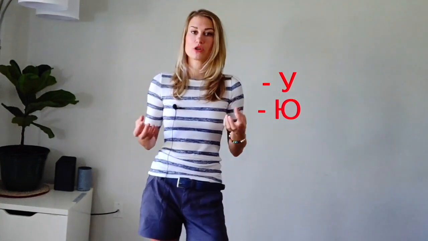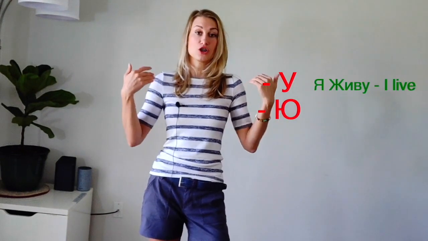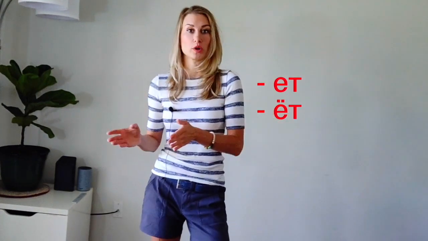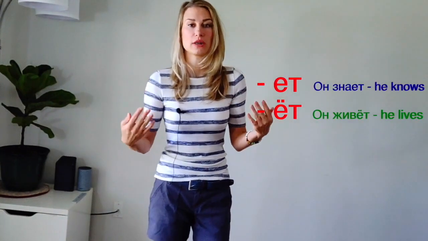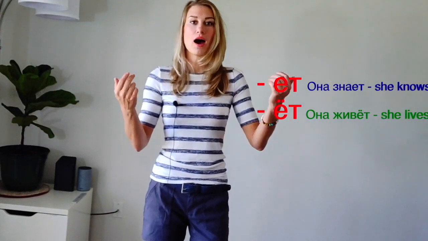In the Russian language, we have two conjugations. Conjugation is basically the way the verbs change their endings, like the patterns that we can follow to build the verbs. So for the first conjugation, for the first person, we have the endings у and ю. So our examples will be я живу and я знаю. And in the third person, the endings of the first conjugation are ет and ёт. For example, он знает and он живет. And same for она: она знает, она живет.